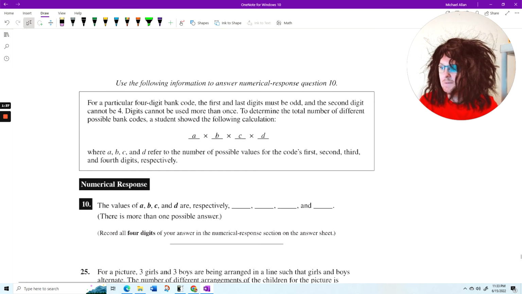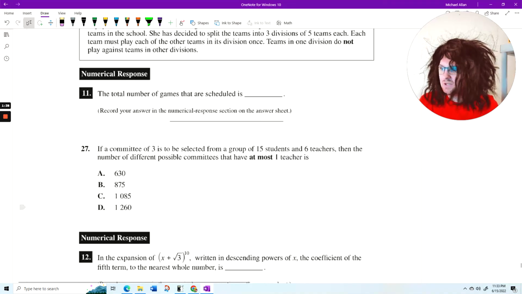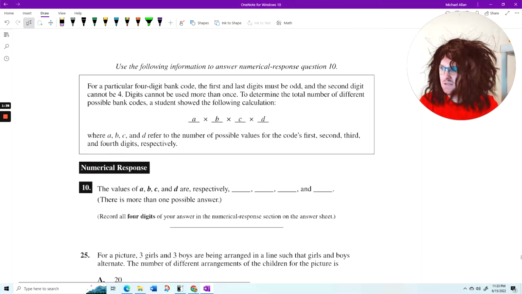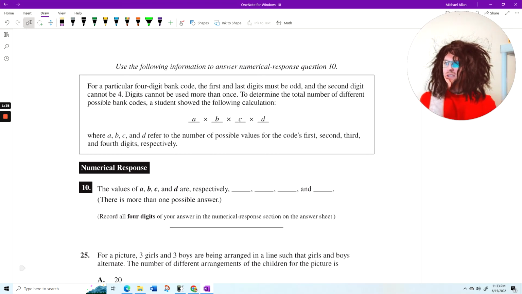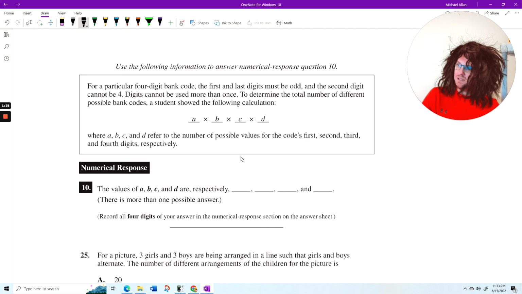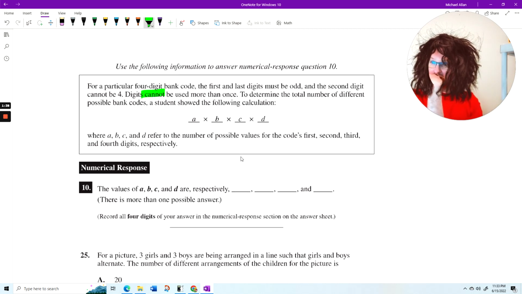So that worked out. Oh, now we're into permutations and combinations. Oh, we're reaching the end here. This is awesome. So we have a very particular four-digit bank code. The first and last digit must be odd. The second digit cannot be a 4. Digits cannot be used more than once. I'm just going to highlight that. Now, to determine the total number of different possible codes, the student shows the following calculations. So what would you put in each spot?